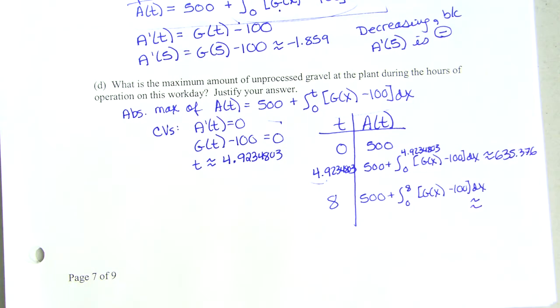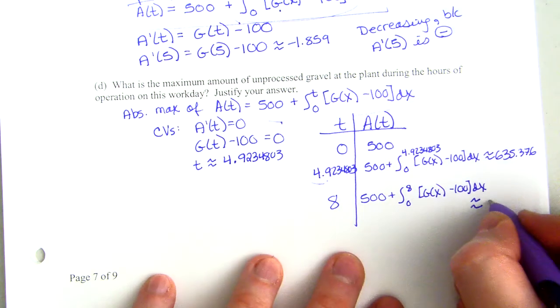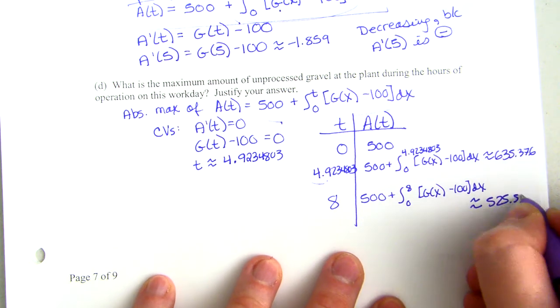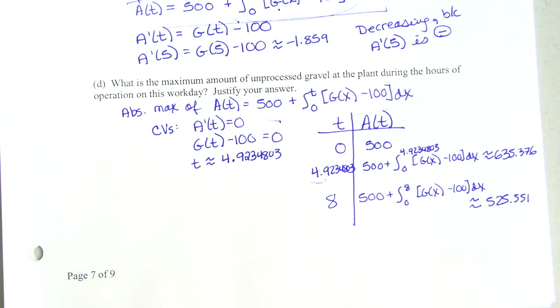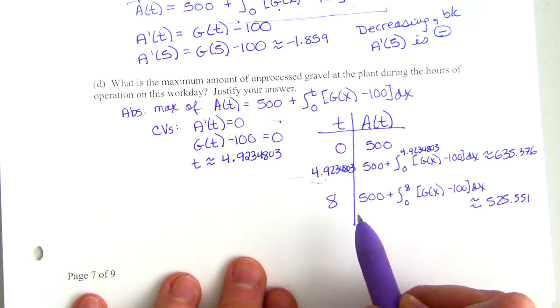How about when you plug in 8? 525.551. I don't think this was an obvious problem like the amusement park one, where I knew the maximum would have to be somewhere in the middle. It wouldn't be at the opening or at the close. I don't think it was a guarantee that the starting amount wasn't the maximum or the ending amount wasn't the maximum or something like that. But I think our maximum does occur at that critical value in the middle.